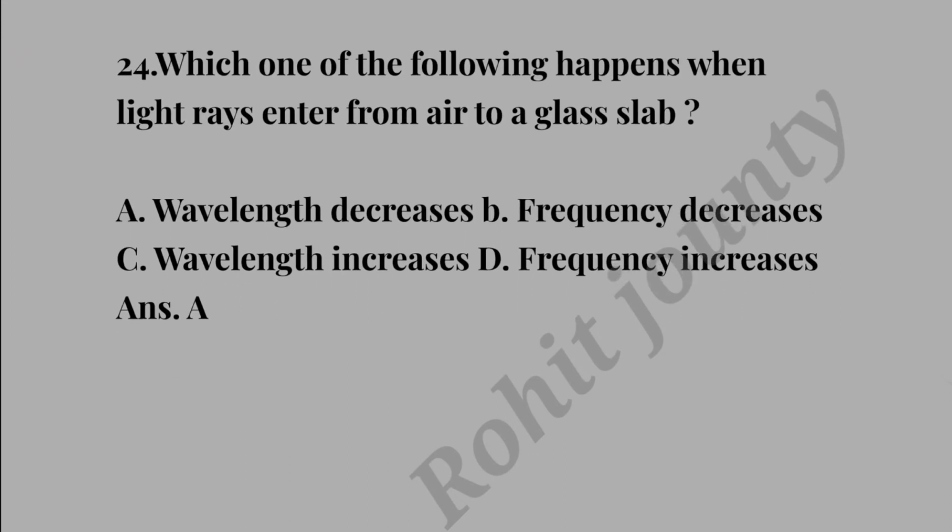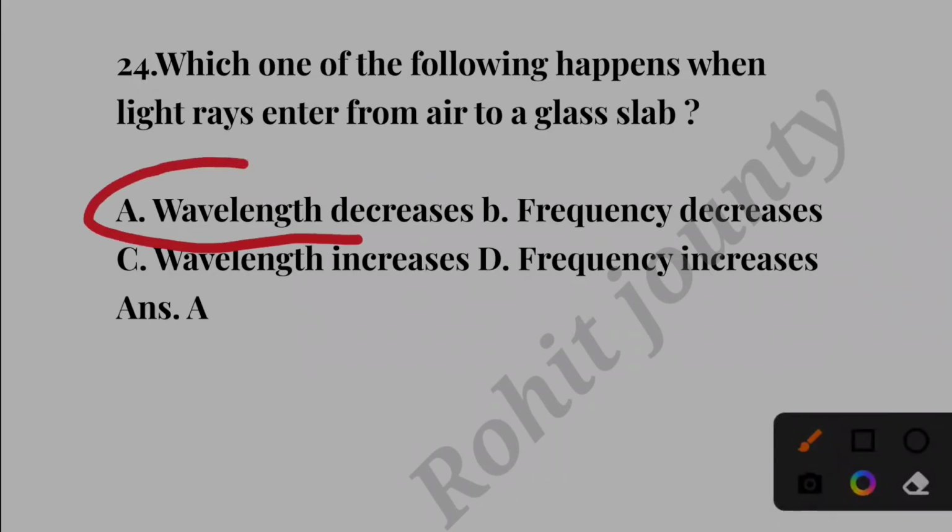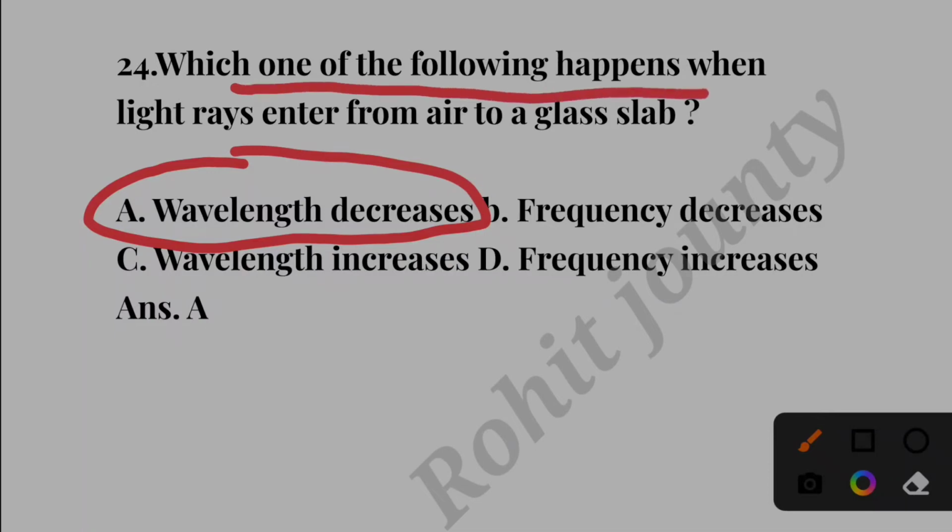Question number 24. Which one of the following happens when a light ray enters from air to glass slab? Option A wavelength decreases, option B frequency increases, option C wavelength increases, option D frequency increases. The correct answer is option A wavelength decreases. When a light ray enters from air to glass, the wavelength decreases. Option A is the correct answer.